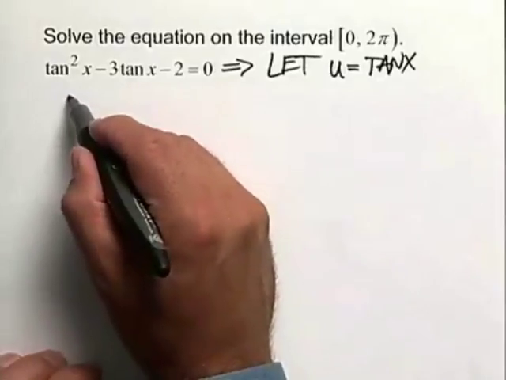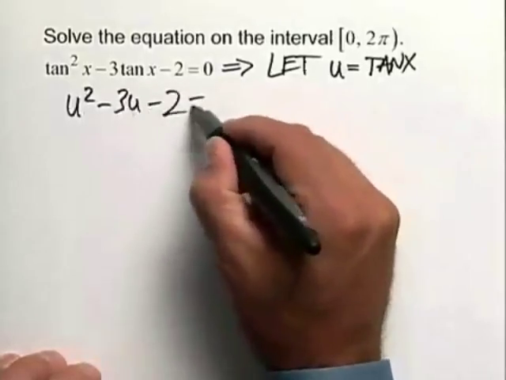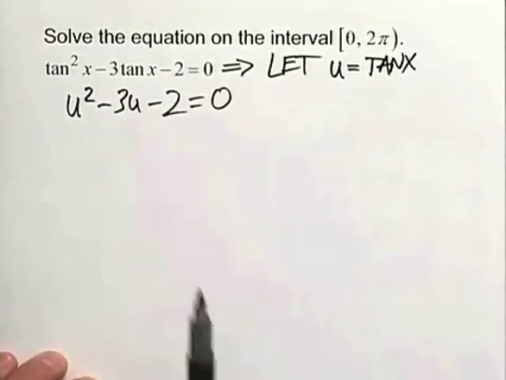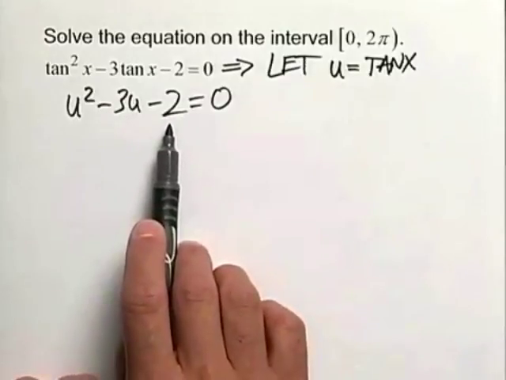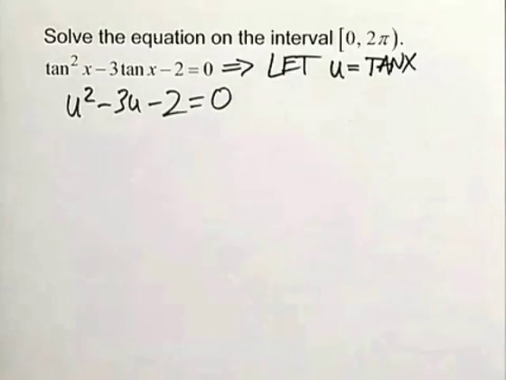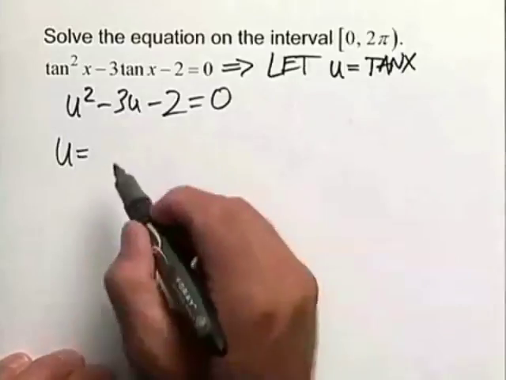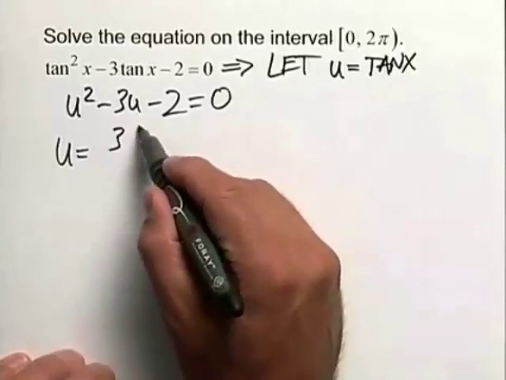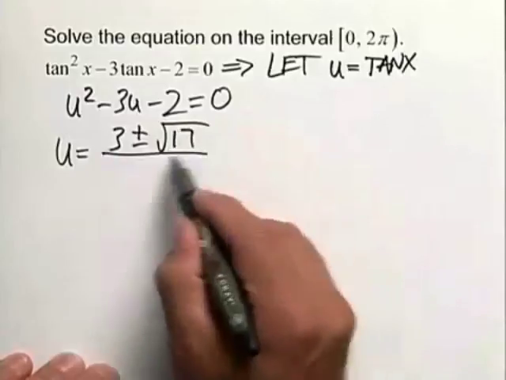From this, we obtain the quadratic equation u squared minus 3u minus 2 equaling 0. Now notice, this is not factorable. We have no factors of negative 2 whose sum is negative 3, so we have to use the quadratic formula. So u will then be equal to the quadratic formula plugged in. We obtain 3 plus or minus the square root of 17 all over 2.